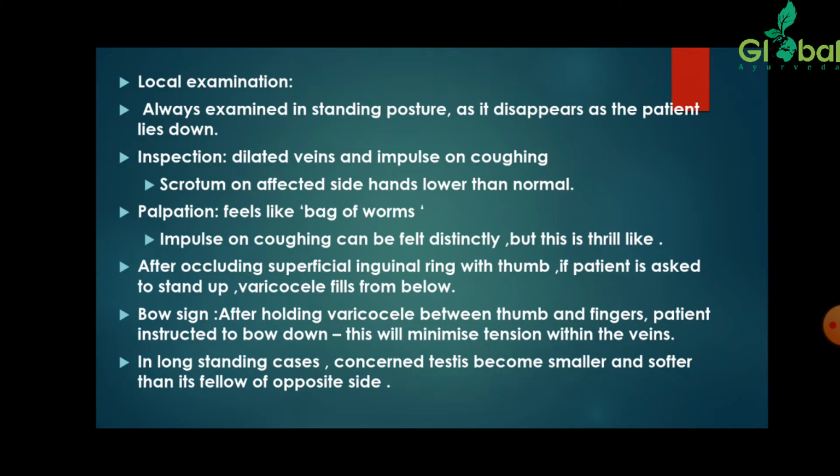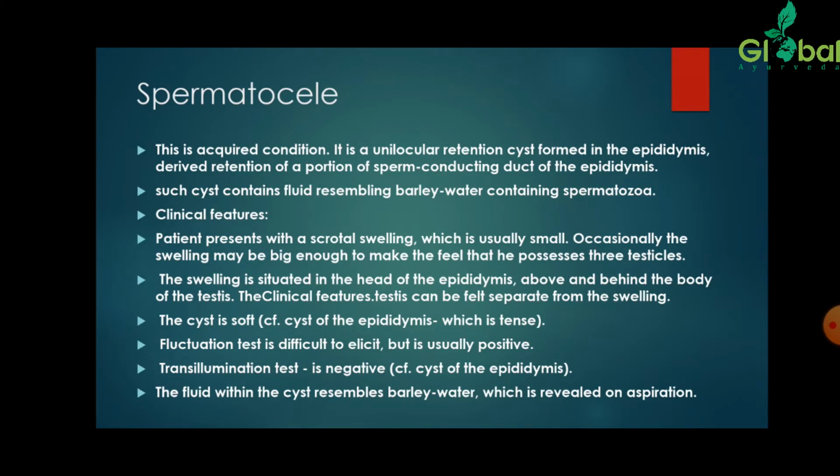Now the next is spermatocele. This is an acquired condition. It is a unilocular retention cyst formed in the epididymis, derived from retention of a portion of a sperm-conducting duct of the epididymis. Such a cyst contains fluid resembling barley water containing spermatozoa. Clinical features: patient presents with a scrotal swelling which is usually small. Occasionally the swelling may be big enough to make him feel that he possesses 3 testicles. The swelling is situated in the head of the epididymis, above and behind the body of the testes.